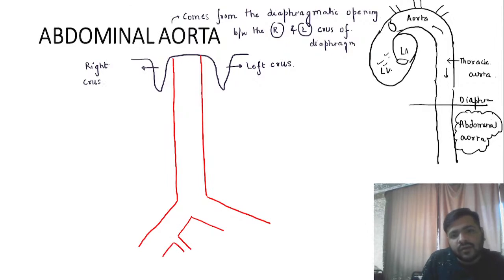So, kindly don't worry, and I will be showing you the pictures on the atlas as well. Okay, so now, guys, let us start with the anterior branches of the abdominal aorta.